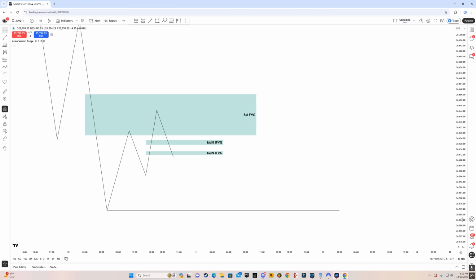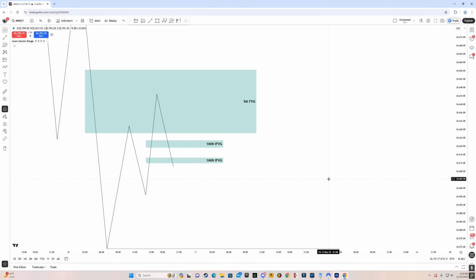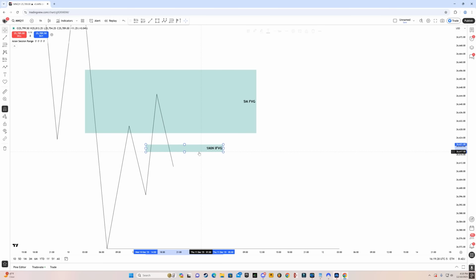Now there's one more key thing that you can try and use, and that has helped my win rate increase significantly. This is very crucial. Okay, so first things first, in this dealing range, we have a 1 minute fair value gap, right?